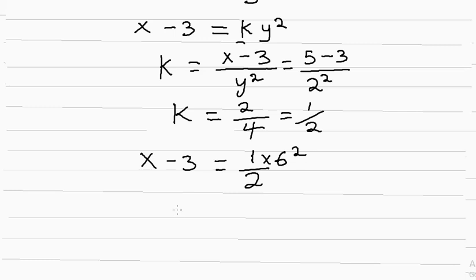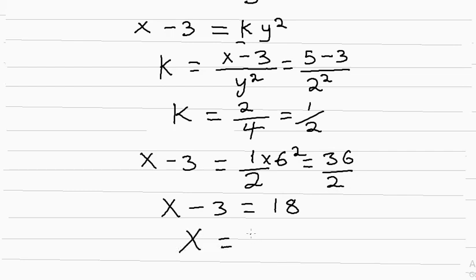All right, so let's do this. x minus 3 is equal to 6 square is 36, and of course this 36 divided by 2 is 18, because this is 36 all over 2, which of course is 18. So our x now is going to be equal to 18 plus 3, which is 21. So I hope that is well understood.